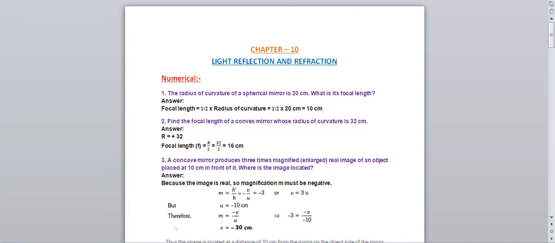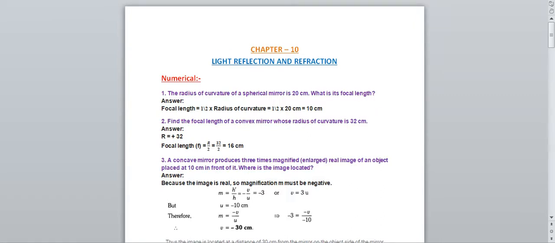So today I came up with the most requested video for you all. Many comments I have got for this tutorial, that ma'am, please upload the numericals of the chapter Light Reflection and Refraction. So today in this tutorial we are going to look at the numericals which are given in your NCERT textbook from the chapter Light Reflection and Refraction.